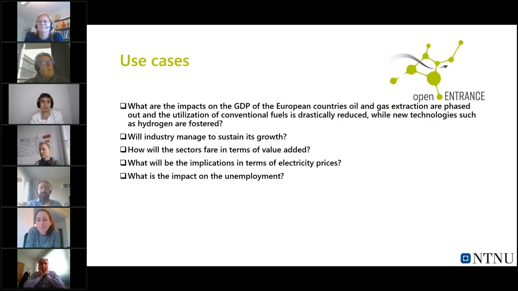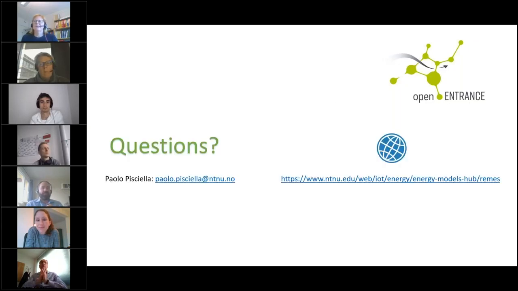In the next slide, it has been used already in the Setnav project, and the Norwegian version in a Norwegian project called Roadmap, where we, for example, have computed the impact on the GDP of the European countries. It was done for Norway though, for the phase out of oil and gas, and what happens when the conventional fuels are drastically reduced, while new technology, for example, hydrogen, is fostered. So what happens to the industry in terms of growth? What happens to the value added of different sectors? Implications of electricity prices, and, for example, what could be the impact on the unemployment? Yeah, that's for questions. Thank you.